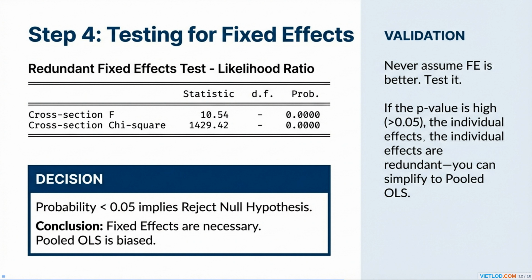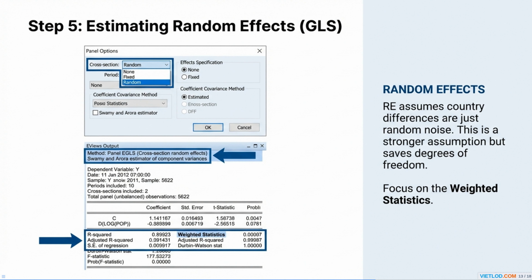The validation section on the right reinforces this by stating that we should never assume fixed effects are better. We must test it. If the p-value were high, greater than 0.05, it would imply that individual effects are redundant, and we could simplify to pooled OLS. But since our p-value is low, the individual effects are significant and must be included in our model.